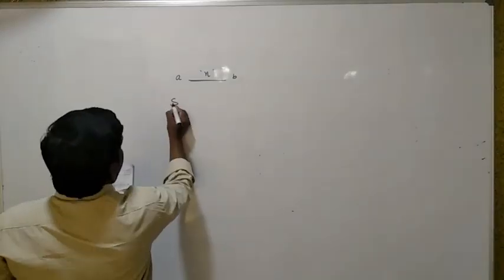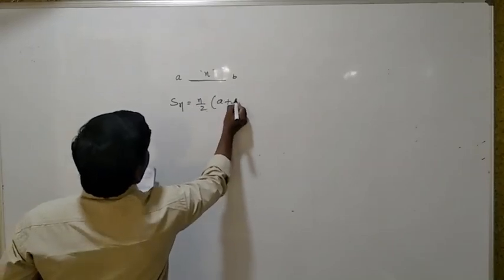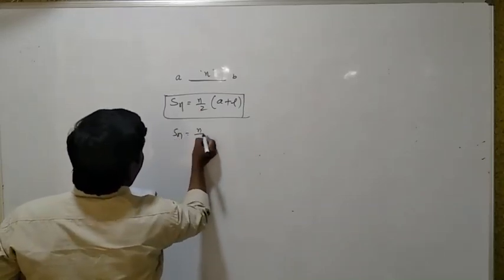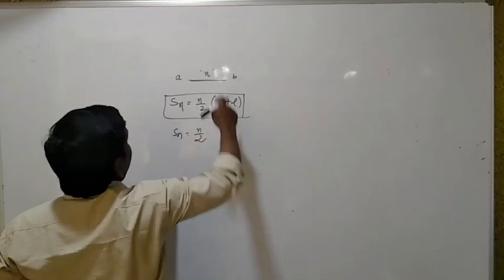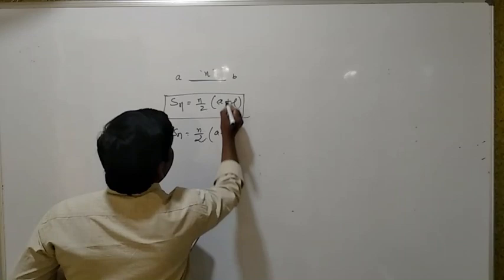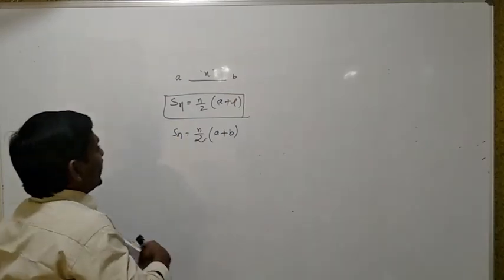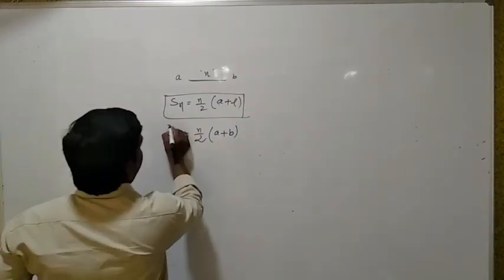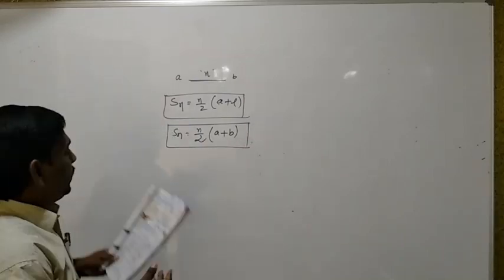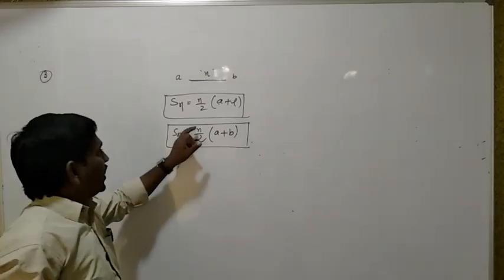Sn equals n/2 into (a + l). We know that. Here Sn equals n/2. How many arithmetic means are there? N arithmetic means. And here a means a and l means b. L means last term, here last term b. So Sn equals n/2 into (a + b). That is the answer. Which problem is it? Third problem. Sn equals n/2 into (a + b).